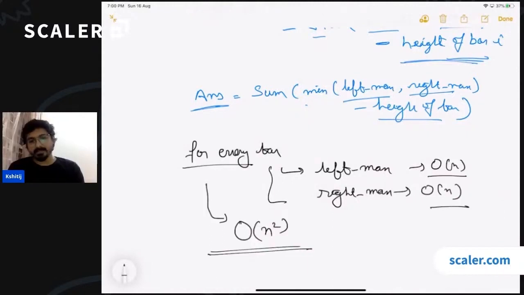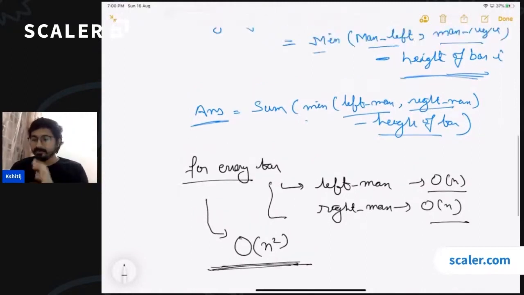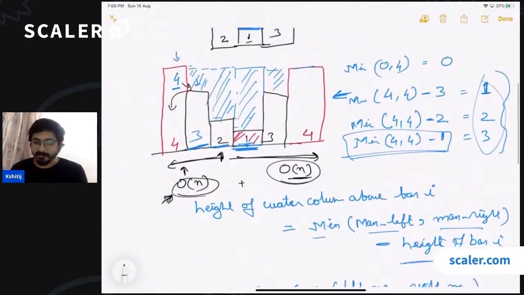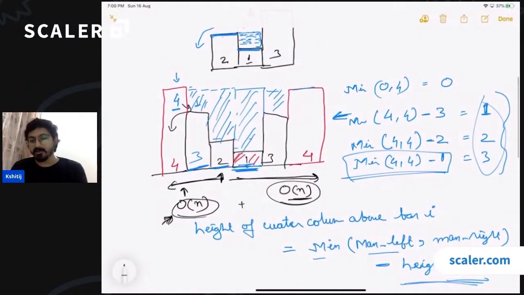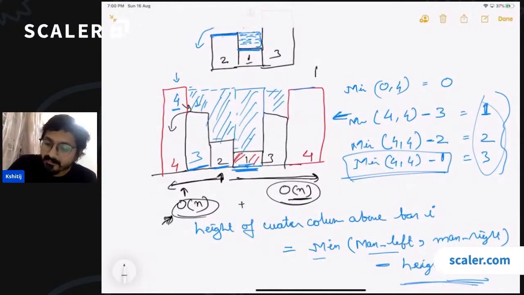Okay, can we optimize this order n squared time complexity? In the last class, you must have learned that order n squared is not a very good time complexity, right? Yes, Vijender, you are absolutely correct. Right, guys. So to optimize the time complexity, let's make a very simple observation. Till now, we have deduced that for every bar, we have to calculate the left max and the right max.